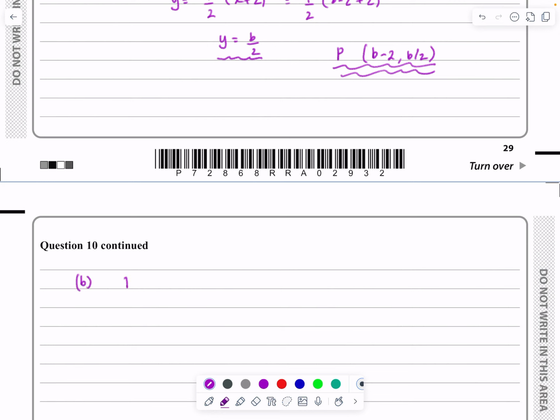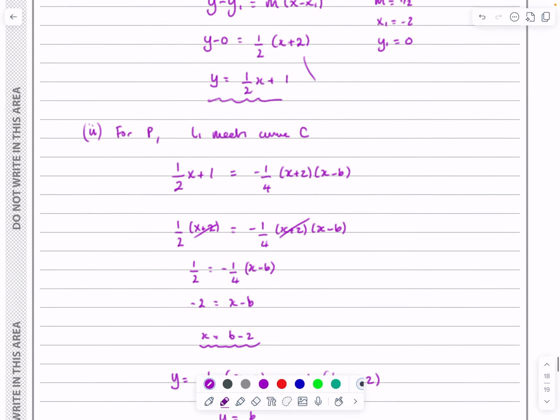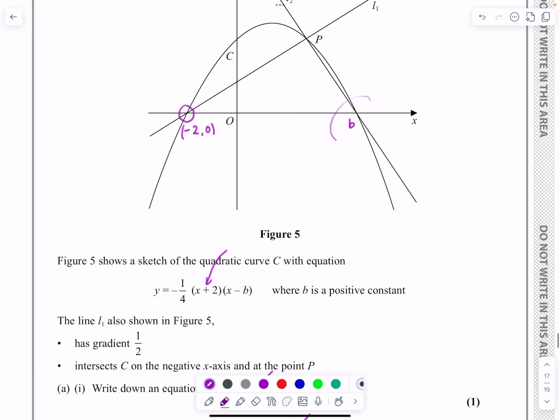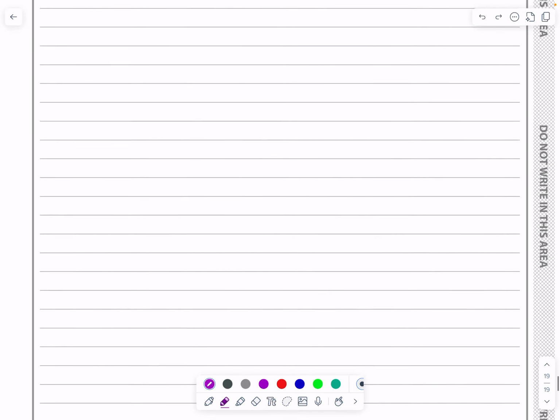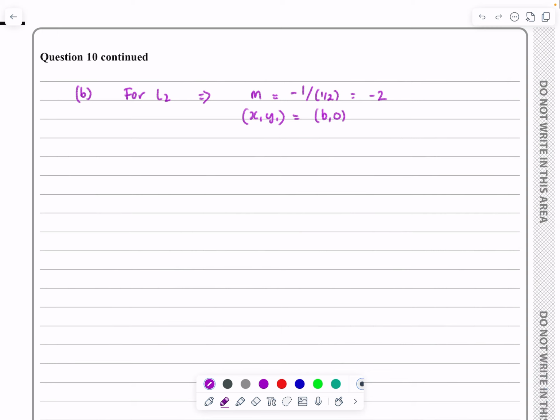For L2, I want the gradient. Well, the gradient will be minus 1 over the gradient of L1. So minus 1 over a half gives me a gradient of minus 2. And I want a point x1, y1. And we know x1, y1, we can use the point b, 0. I'm using that point there. So now that I've got all of that, sorry, a lot of moving up and down with the screen here, but I can't really help that. What we've got then is to put that information in.